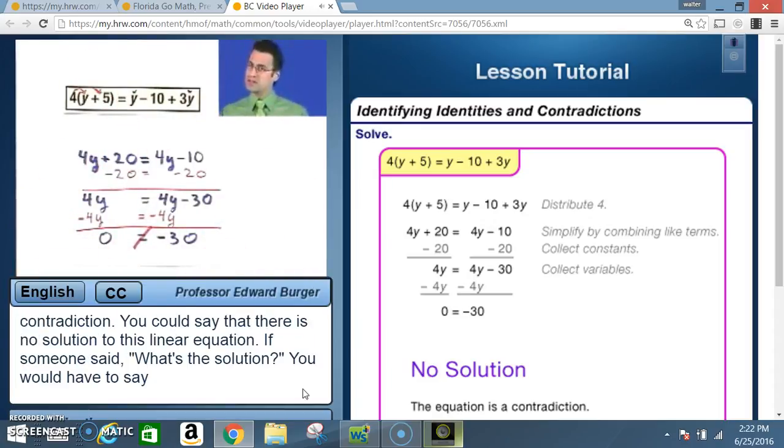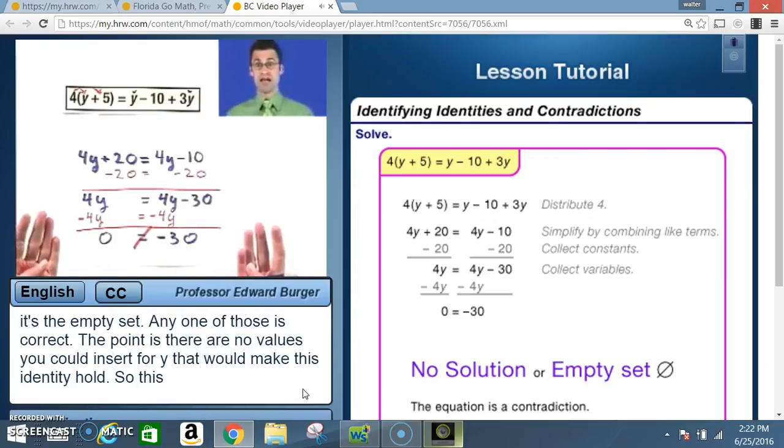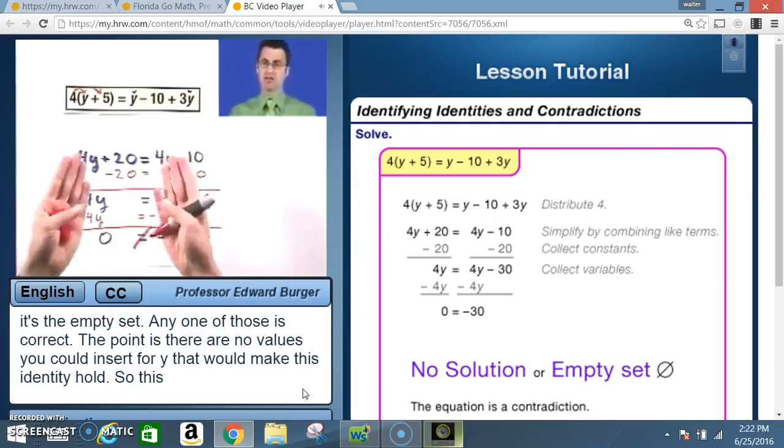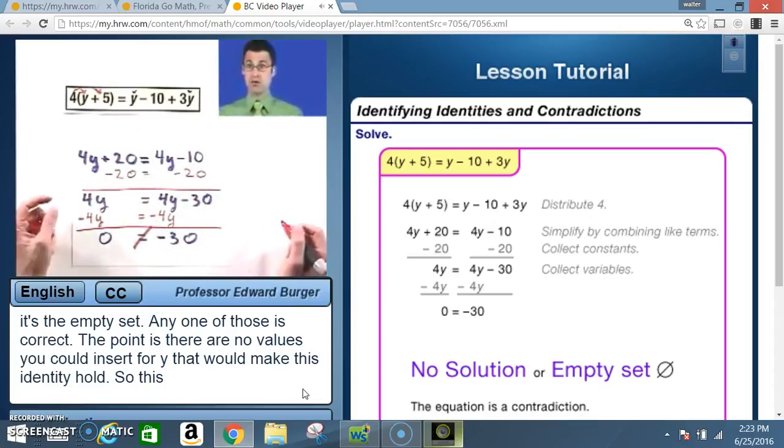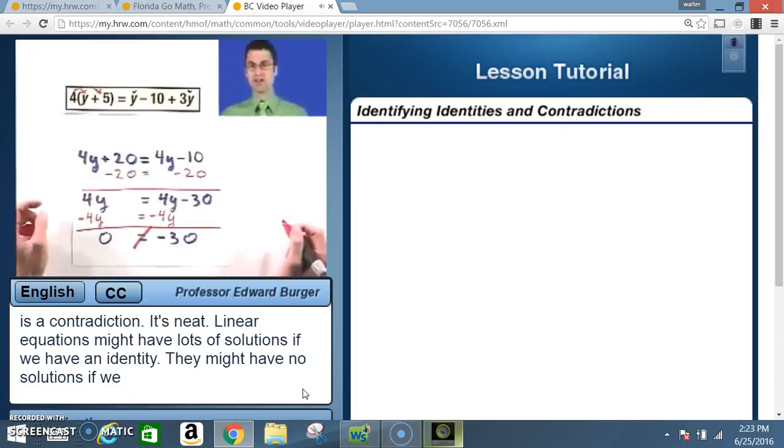Or if someone really said, well, what's the solution? You would have to say it's the empty set. Any one of those is correct. The point is there are no values that you can insert in for y that would make this identity hold. So this, in fact, is a contradiction. So it's neat.